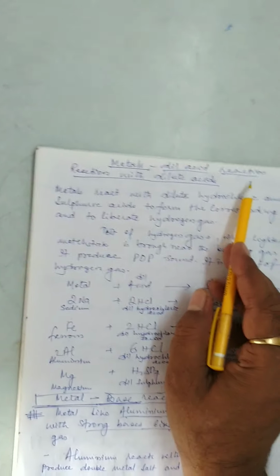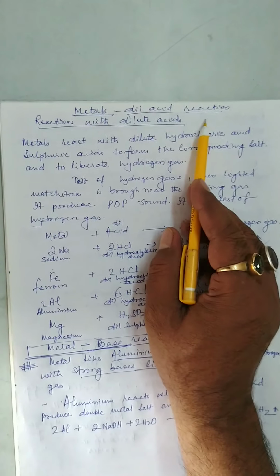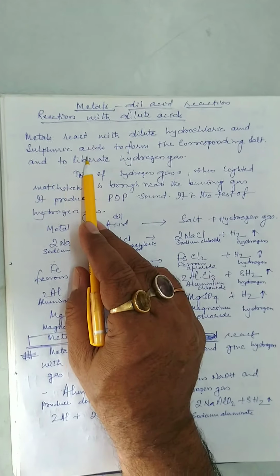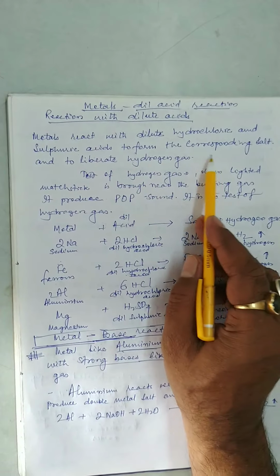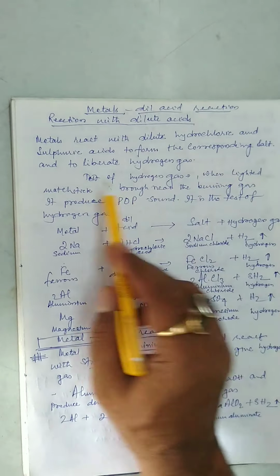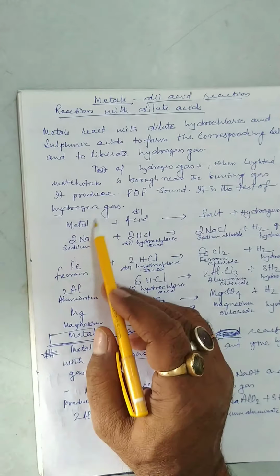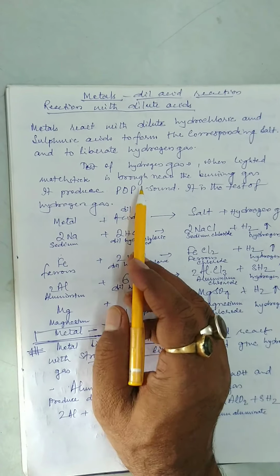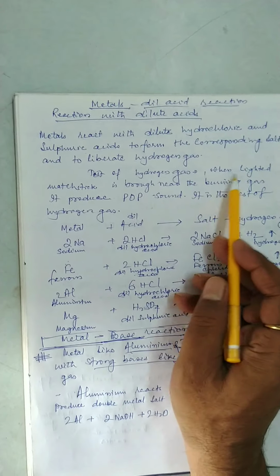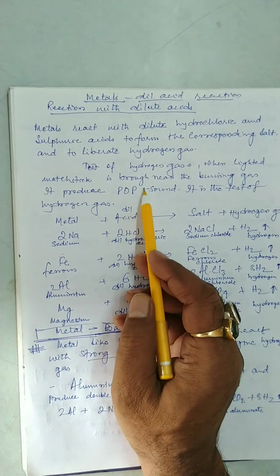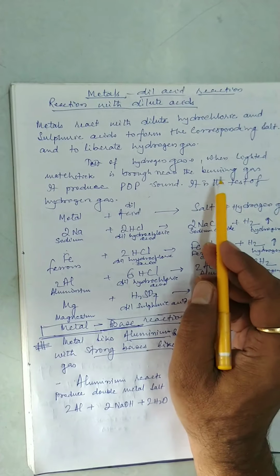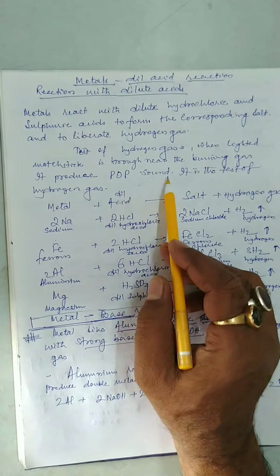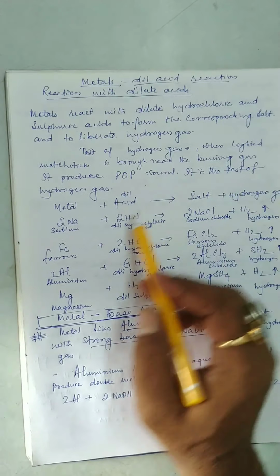Next, metals react with dilute acid. Metals react with dilute hydrochloric acid and sulfuric acid to form the corresponding salt and liberate hydrogen gas. We can test for hydrogen gas: when a lighted matchstick is brought near the burning gas, it produces a pop sound. So that is the test for hydrogen gas.